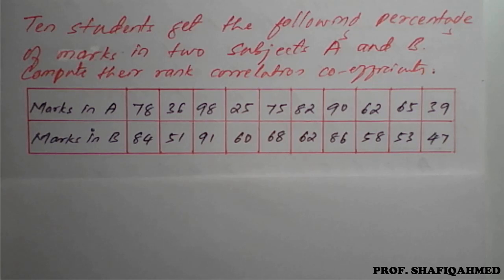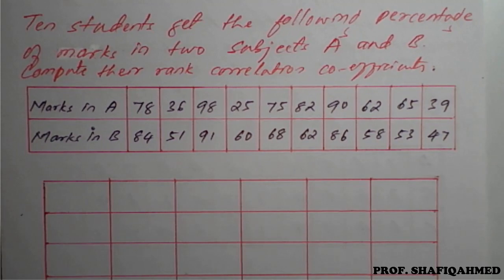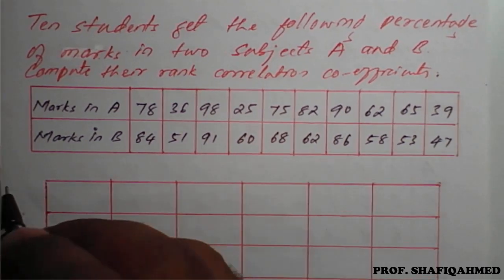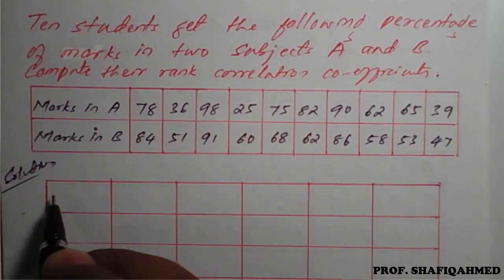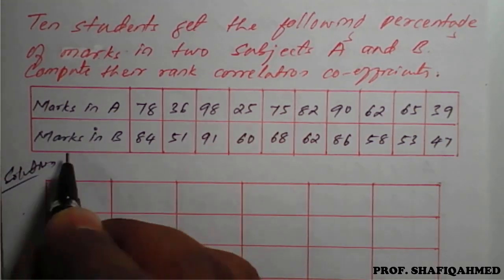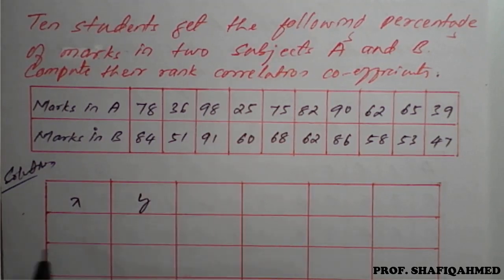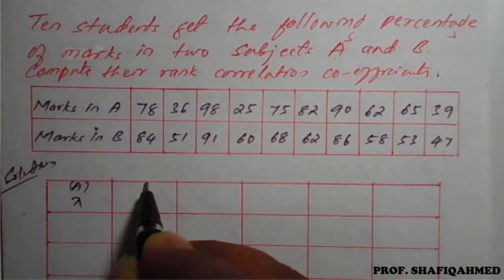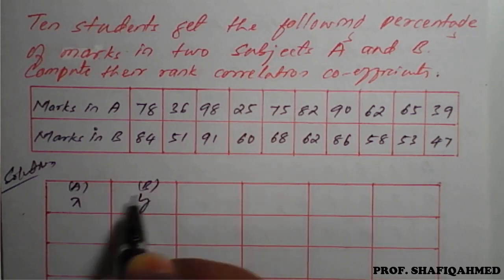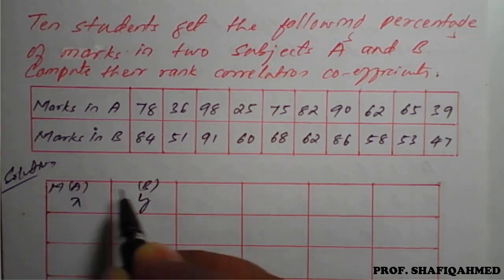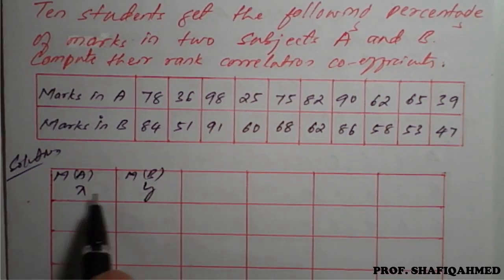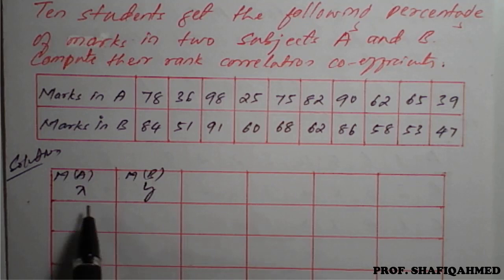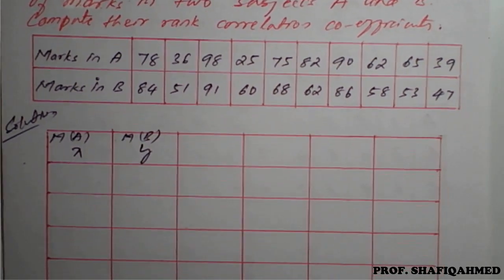So for this we'll take a table. Solution: marks A I will take as X, marks B I will take as Y. So this is marks A and this is marks B. Please remember. We'll take the X value, marks A, and the marks B value here. So these are marks, not ranks, be careful.